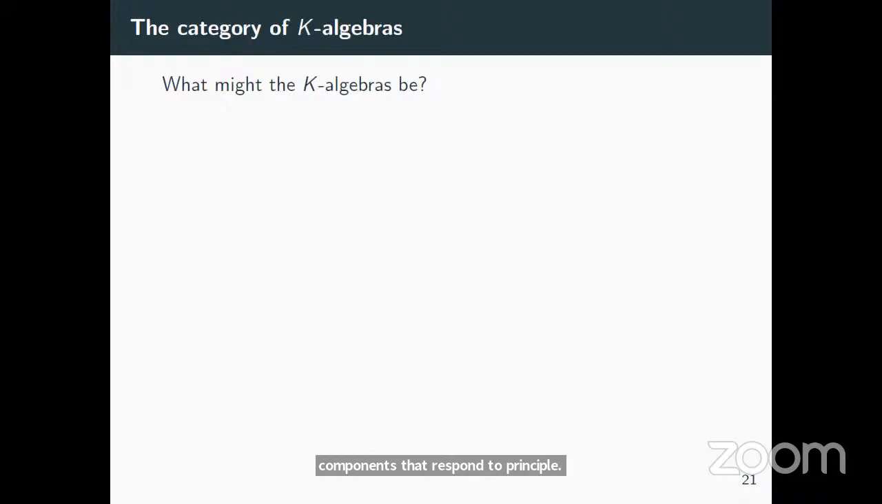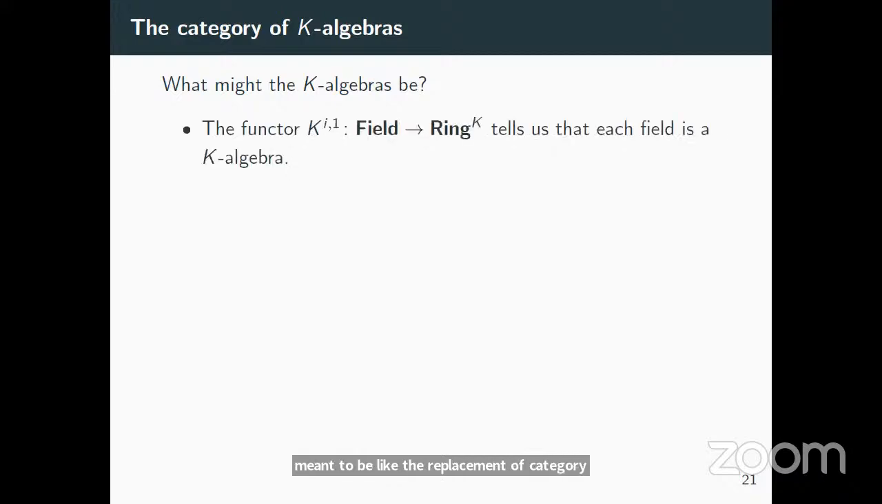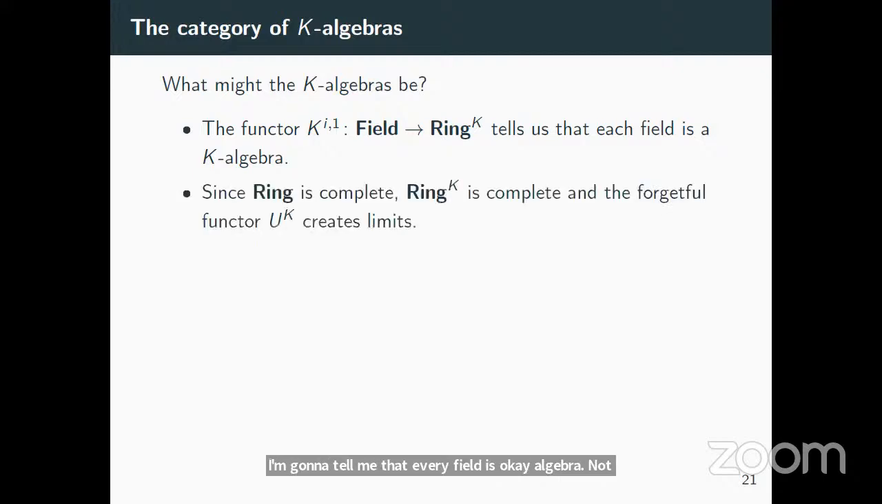Okay, let's try to guess what the K algebras would be. So this is meant to be like the replacement of the category of fields. Indeed, I have a functor from fields to this replacement, because that functor came from the first section. It's going to tell me that every field is a K algebra. Not only that, but because a ring is complete, any category of algebras over a monad over a complete category is itself complete. So I'm going to have fields in this category, and I'm also going to have limits of fields.